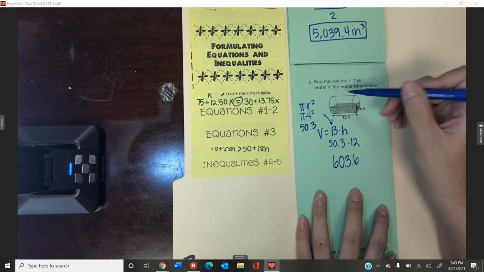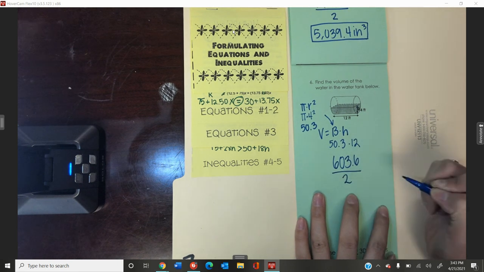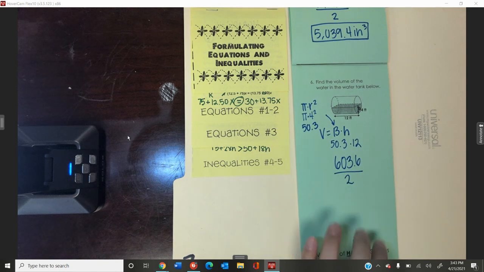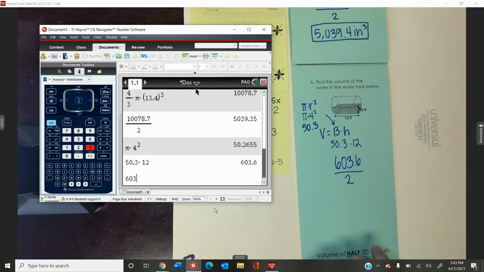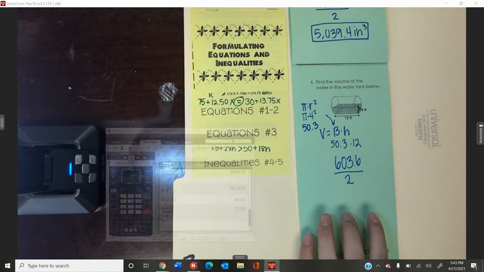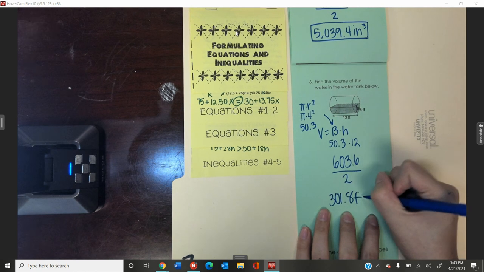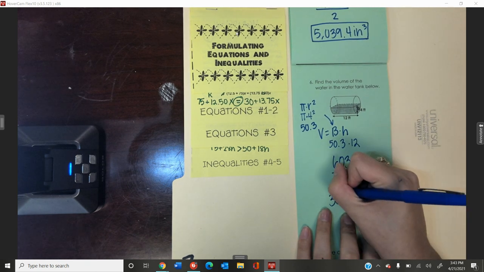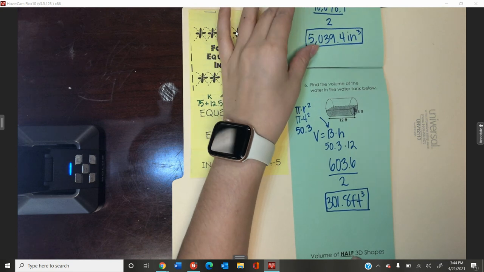However, remember that this tank is only half full. So I have to divide this number by 2. So I'm going to take 603.6. I'm going to divide that number by 2. And the amount of water in this tank is 301.8. And my unit is feet cubed. Okay, so that's everything you should have written down for number 6.